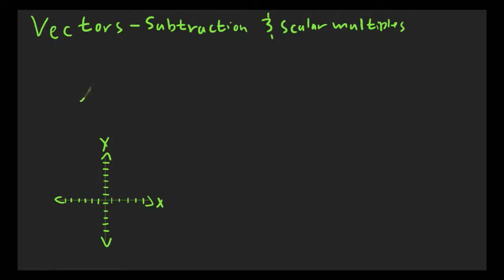Subtraction, it's really easy. All you really got to do is take your two vectors and line them up tail to tail like this. So we'll call this A, this one B, and the difference of A minus B is C, and C is from the head of B right over to the head of A. Let's see, right there. Pretty simple.